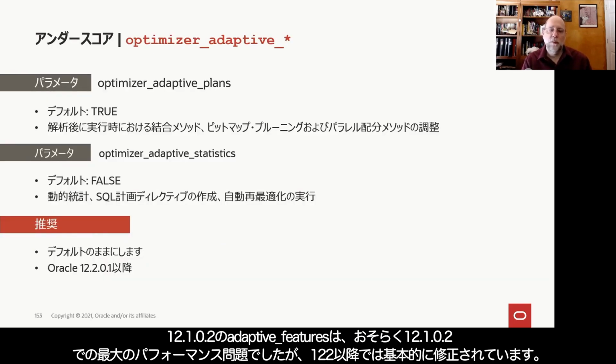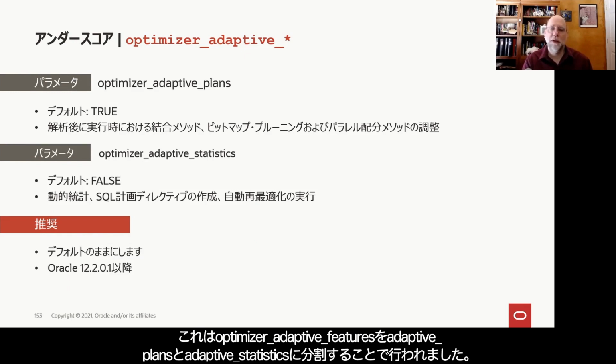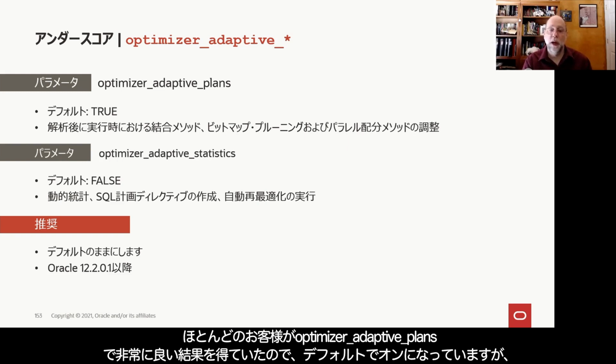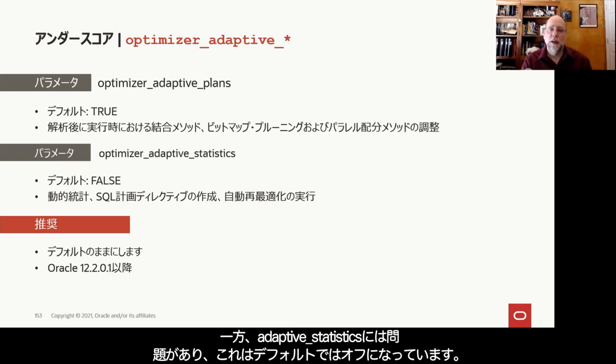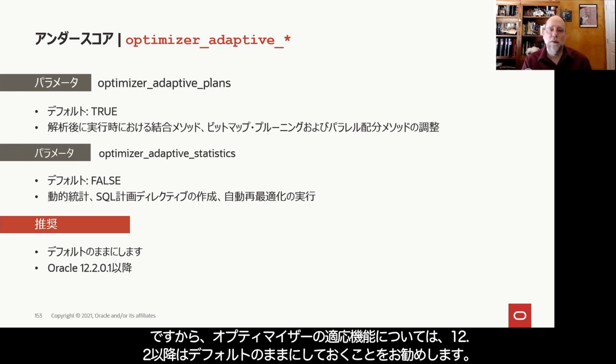Adaptive features in 12.1.0.2 were probably the biggest performance issue we had in 12.1.0.2, but they've been basically fixed for 12.2 and beyond. And that was done by splitting the optimizer_adaptive_features parameter into adaptive plans and statistics. Now, plans are going to be on by default because most customers had really good results from optimizer adaptive plans. They help you adapt to changing workload conditions. Adaptive statistics are where the problems came in, and those are off by default. So our advice for this area of optimizer adaptive features is to just accept the defaults starting in 12.2 and going forward.